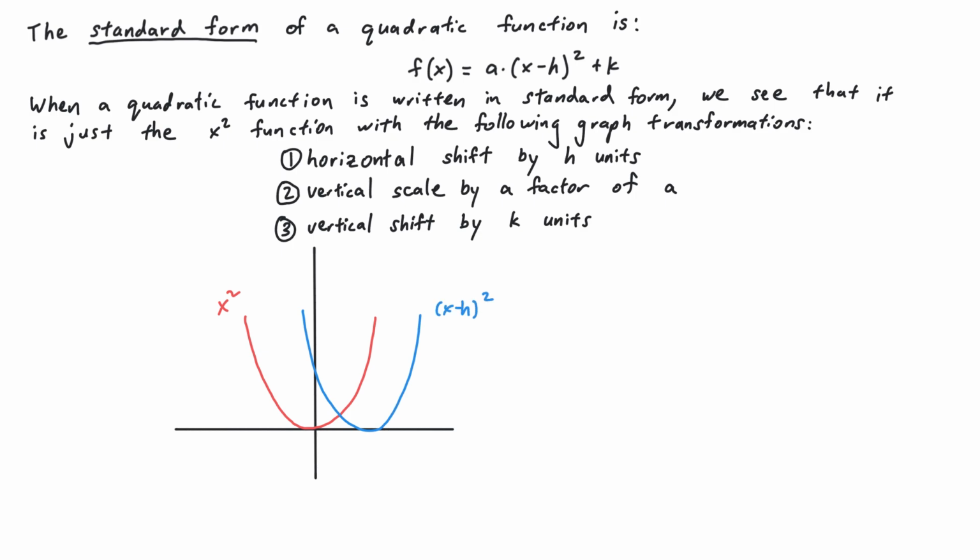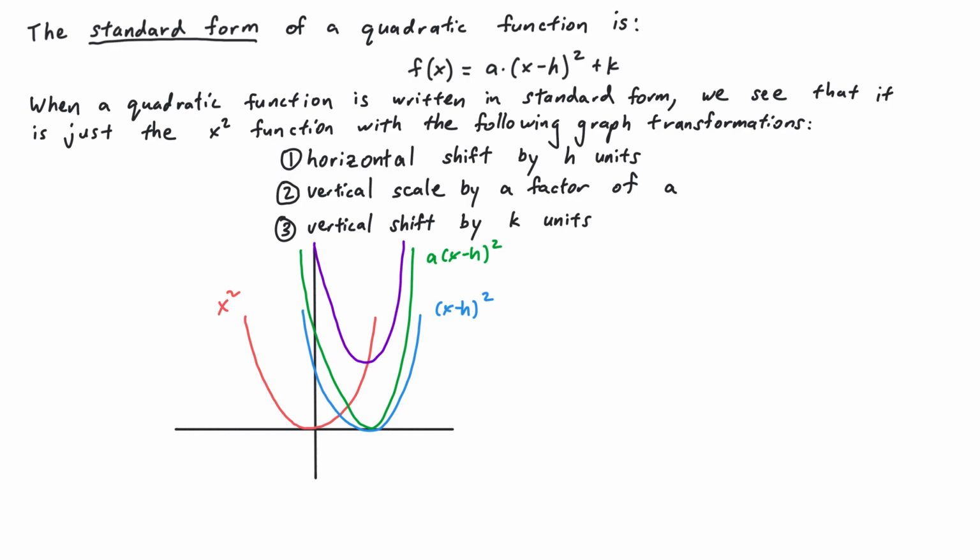When we apply a vertical scale by a factor of a, that will either stretch or compress our graph, and if a is a negative number, that will also reflect our graph. So when we apply our vertical scale, we'll end up with a graph that looks something like this. Lastly, if k is a positive number, we'll be shifting up by k units. So taking that green graph and shifting it up k units, we'll end up with a picture like this.